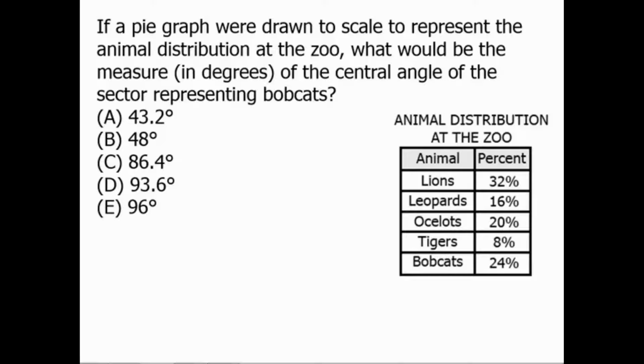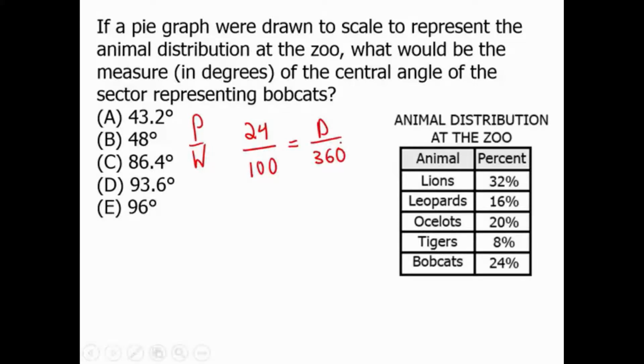If a pie graph were drawn to scale to represent the animal distribution, what would be the measure in degrees of the central angle of the sector representing bobcats? And so I'm going to show 2 different ways to think about this, and folks might find one way or the other way more interesting or more useful. One would be to set up a part over whole proportion. Well, the bobcats are 24% over the whole 100%, and in the circle it would be some number of degrees over the whole, which is 360.